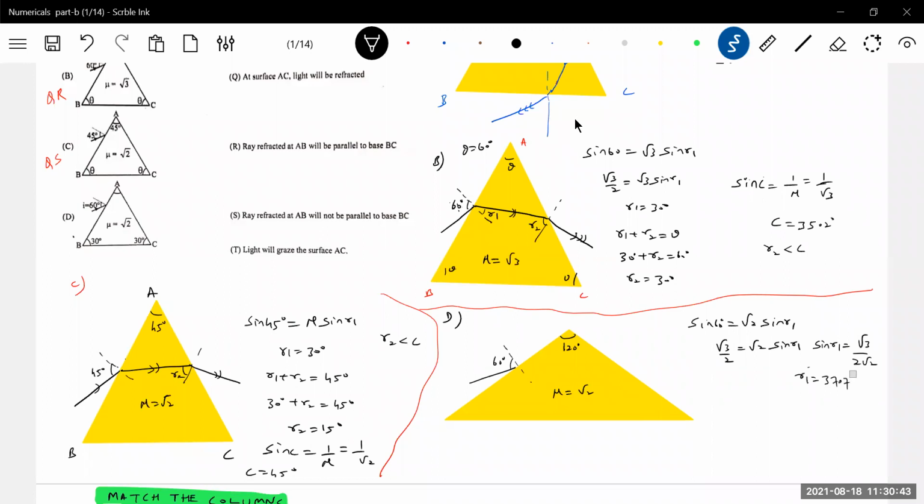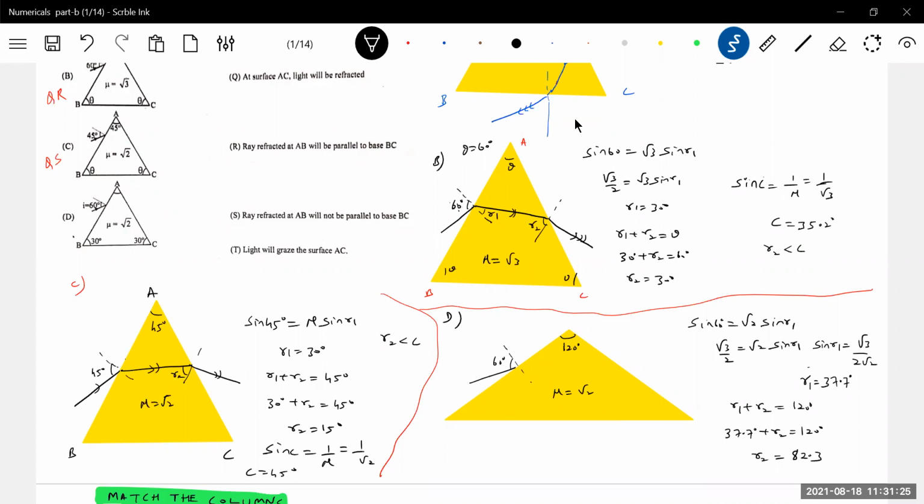I think how in the exam this can be possible. You should have given some data. Okay, R1 is 37.57 degrees. This is R1. R1 plus R2 equals 120. (82.3).